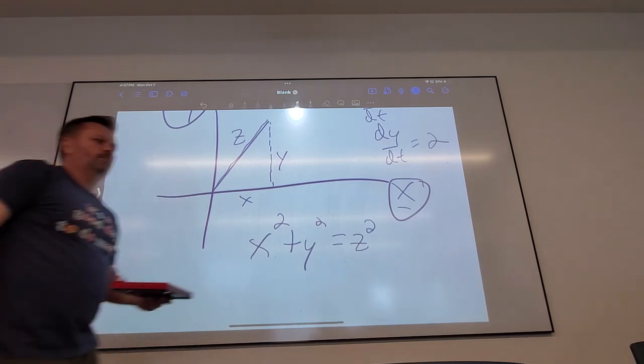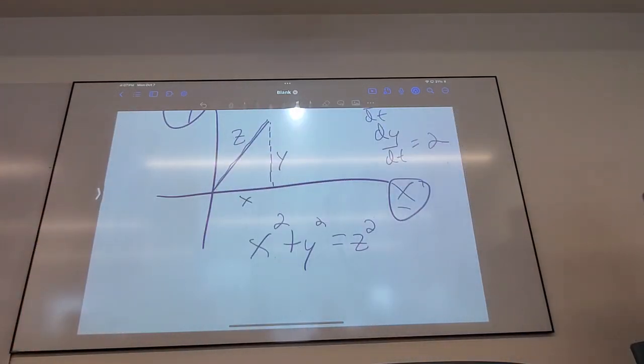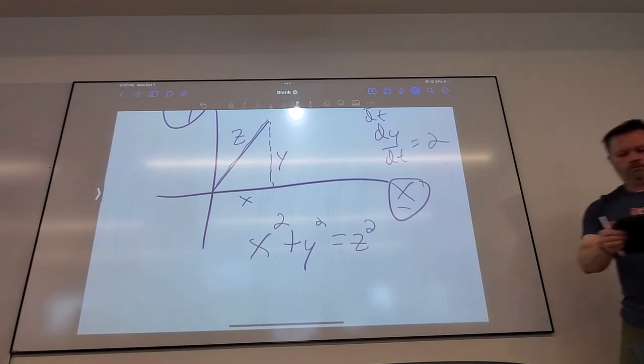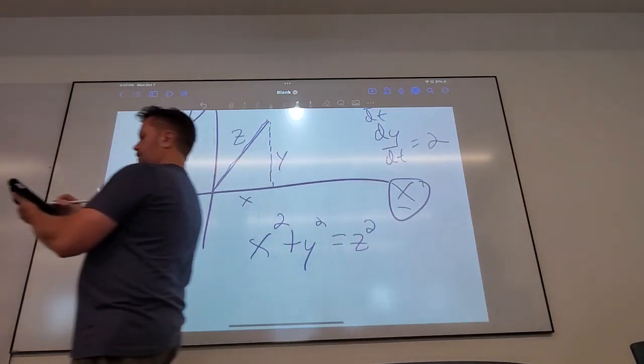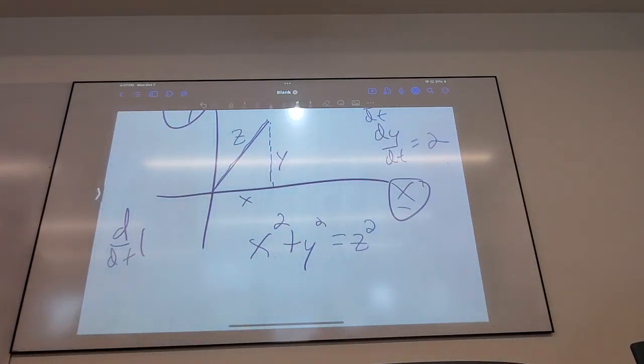So if I said, what is d/dt of t squared? What would that be? 2t. All day long. Why is it not chain rule? Because t is just t on the inside. But if I say, what is d/dt of x squared?